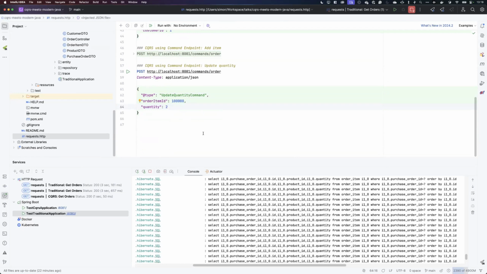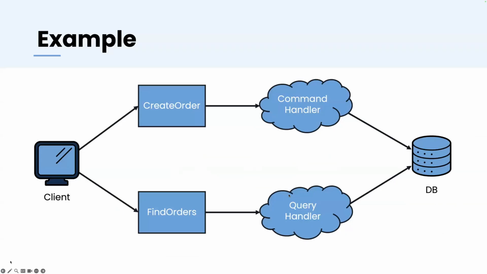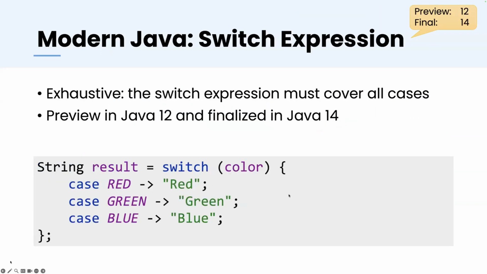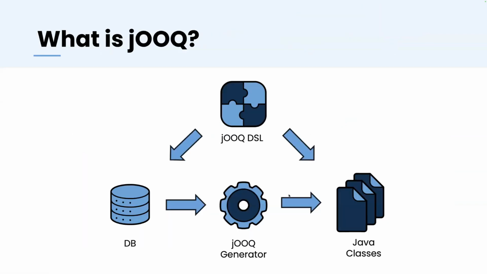And now the question is, how can we do the query side? And for that, I use Juke. Juke is a simple library for executing SQL. And Juke consists of two parts. We have a query DSL, Juke DSL, sorry, for creating SQL statements. So it's Java with SQL statements. And we have a Juke generator that generates meta model classes out of a database into Java classes.